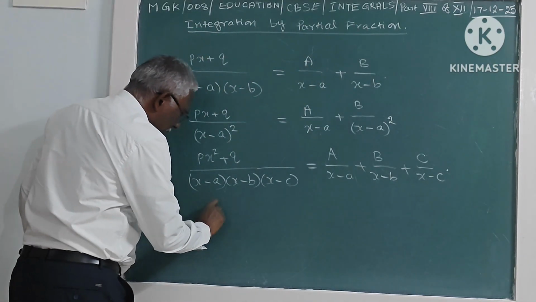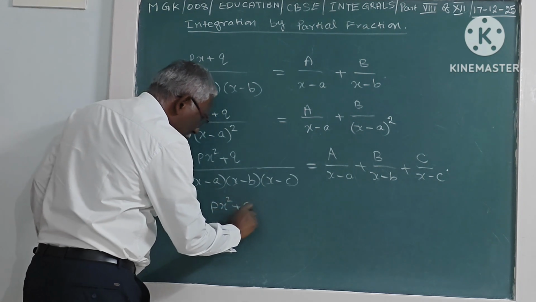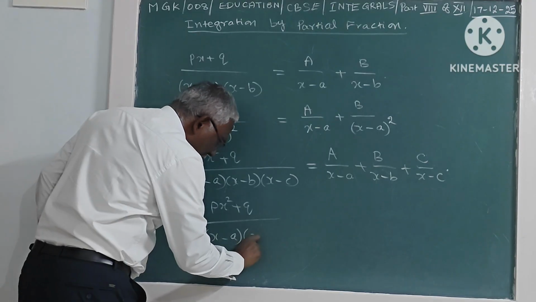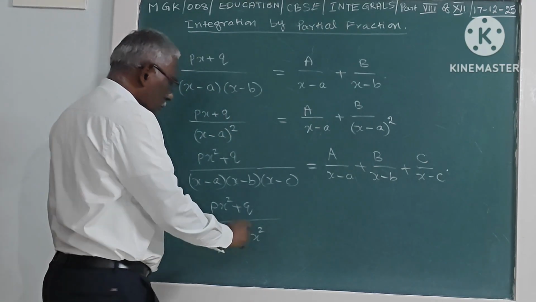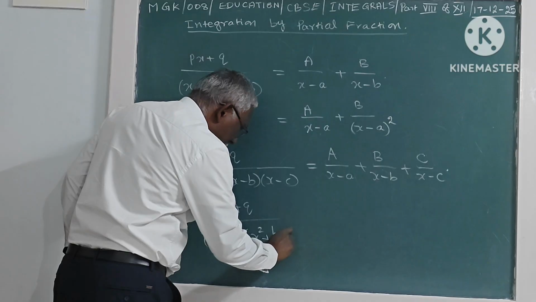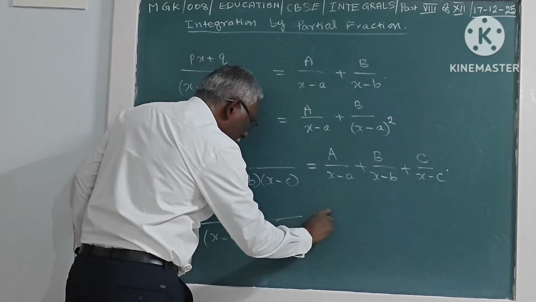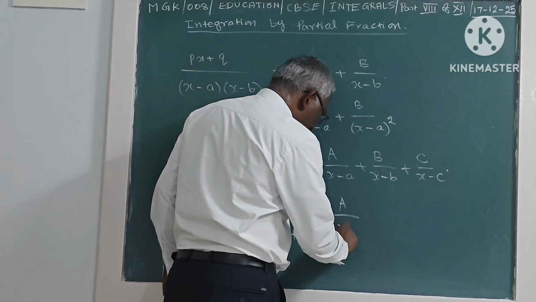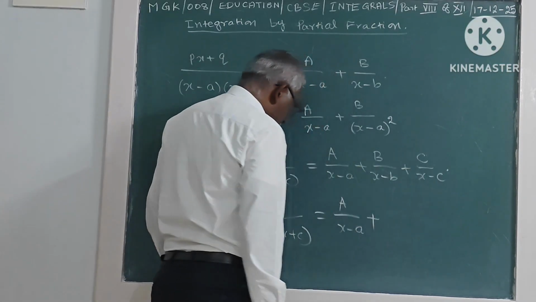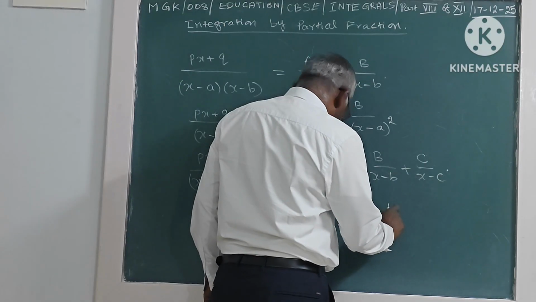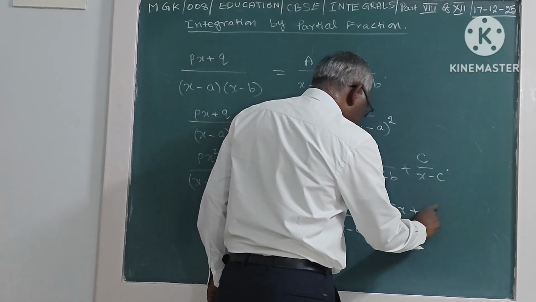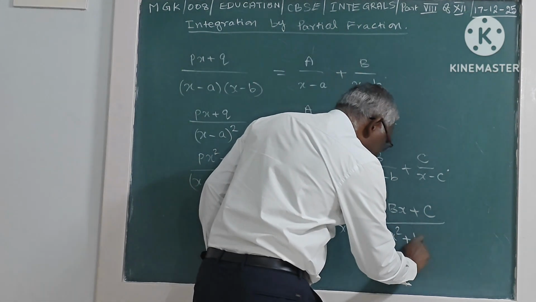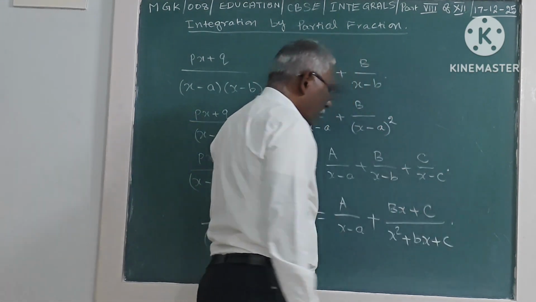Now we will see another case, (px square plus q) by (x minus a) into (x square plus bx plus c). So we can write this as A by x minus a plus (Bx plus C) by (x square plus bx plus c).